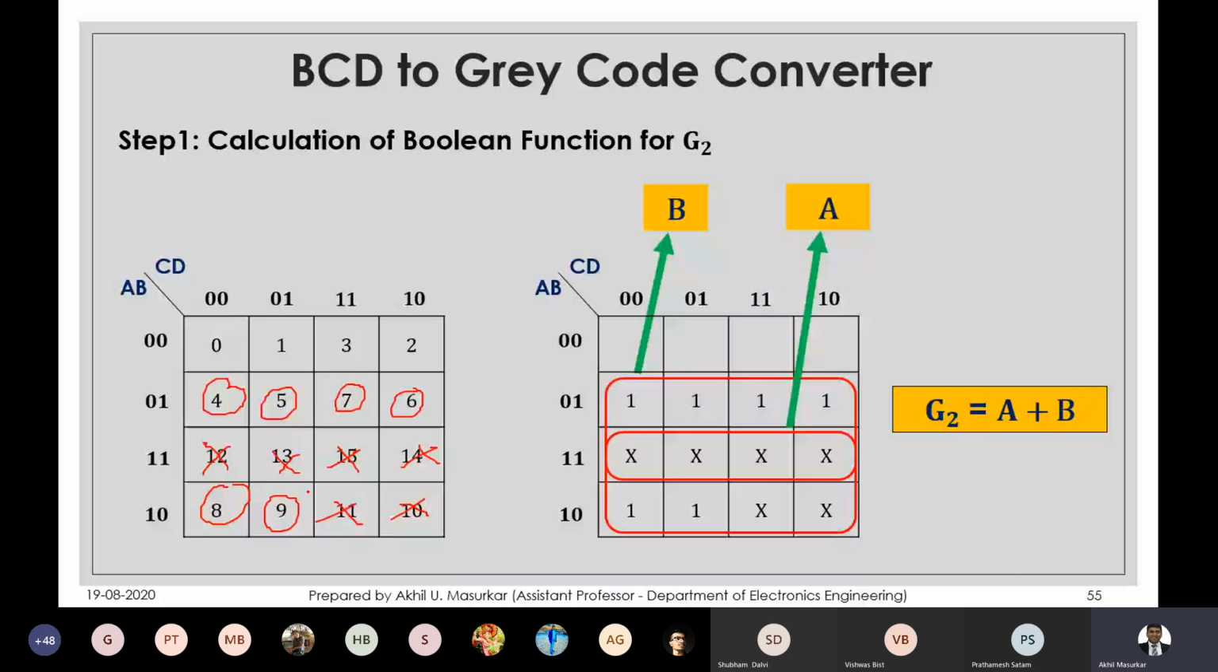Similarly, G2 is going to be A plus B. Divya right, Shubham right, Pratik correct, Omkar is also correct. Prathamesh, G2 is not just B. Prathamesh: Yes, sir, I corrected that, there are two octaves.